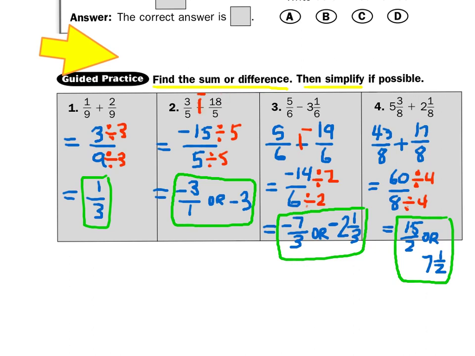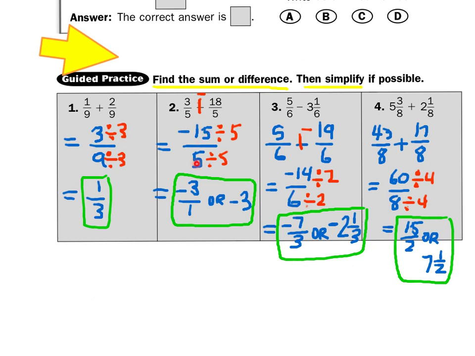Now notice with subtraction, I'm still going to ask you to add a line and change the sign of what comes after it. So notice that the 5's match on the bottom, so I copy the 5, and then I do 3 plus negative 18. Well, 3 plus negative 18 gives me negative 15 on top.